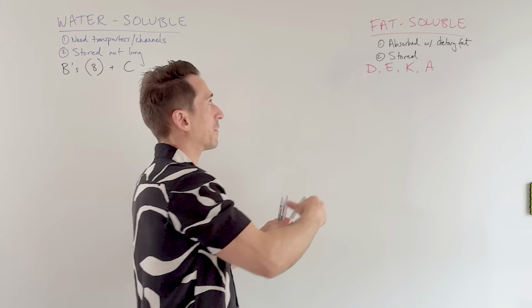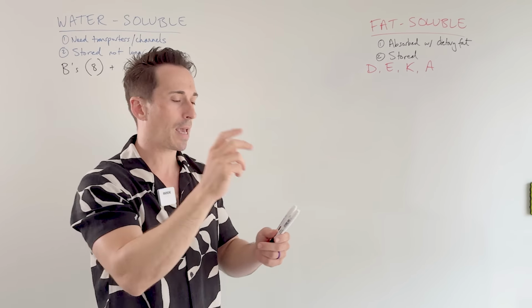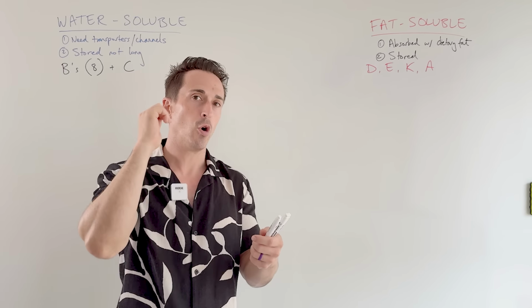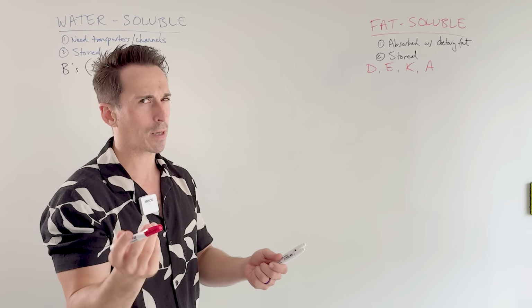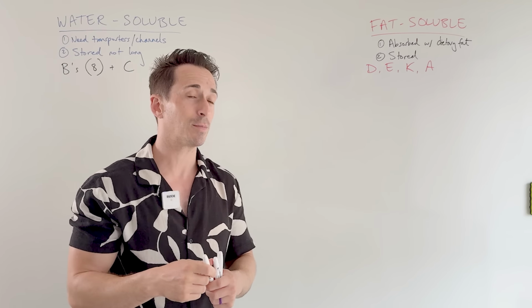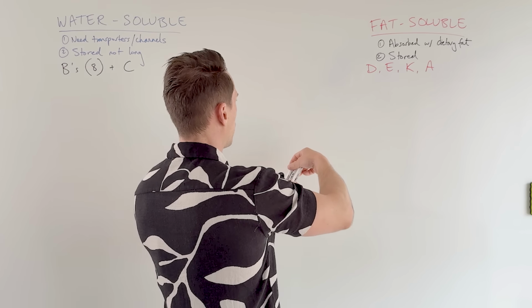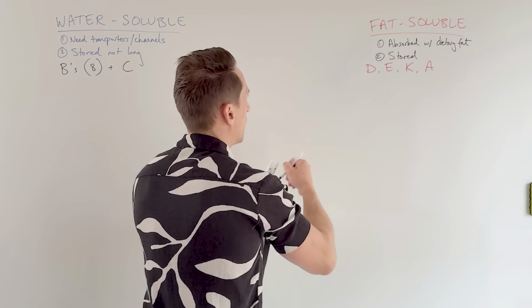Let's take a look at the fat-soluble vitamins first. Vitamin D, E, K, and A. Let's go through them one by one. What they do, where they can be found dietarily, or whether we can maybe get them from some other means. So let's start with vitamin D. Vitamin D. All right.